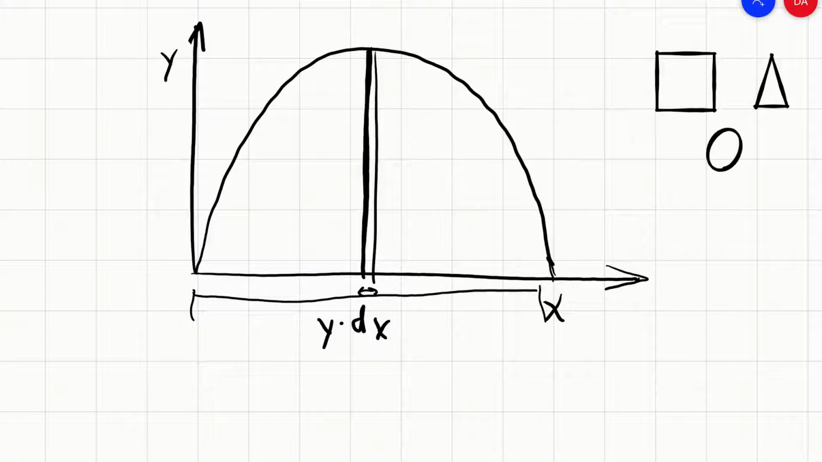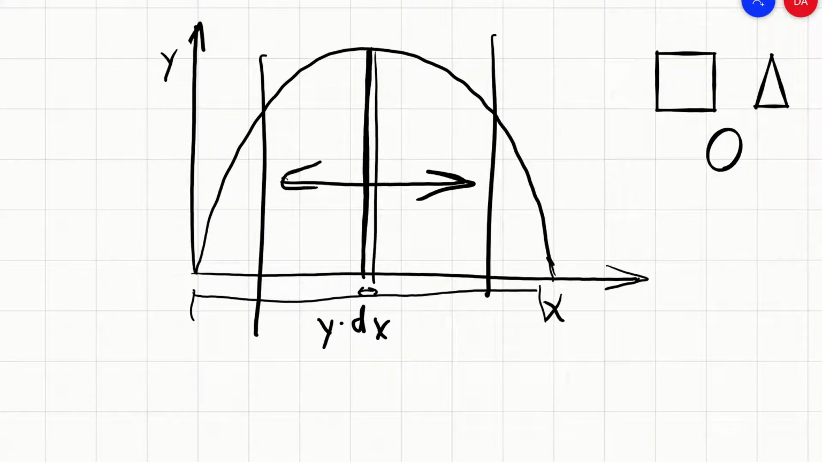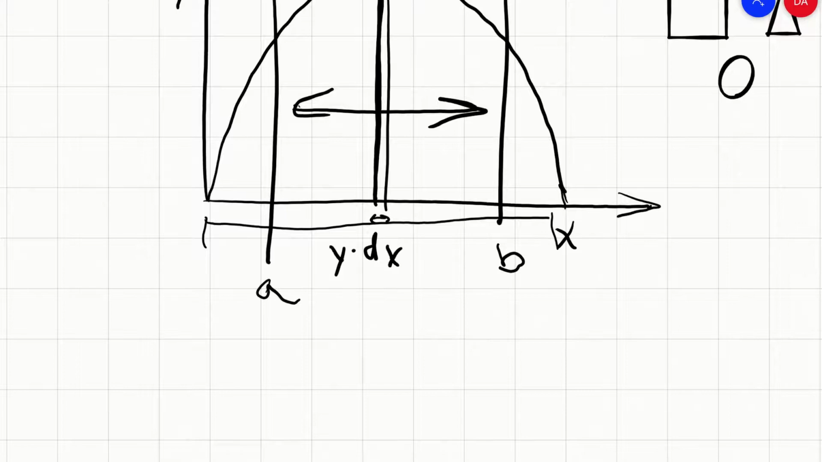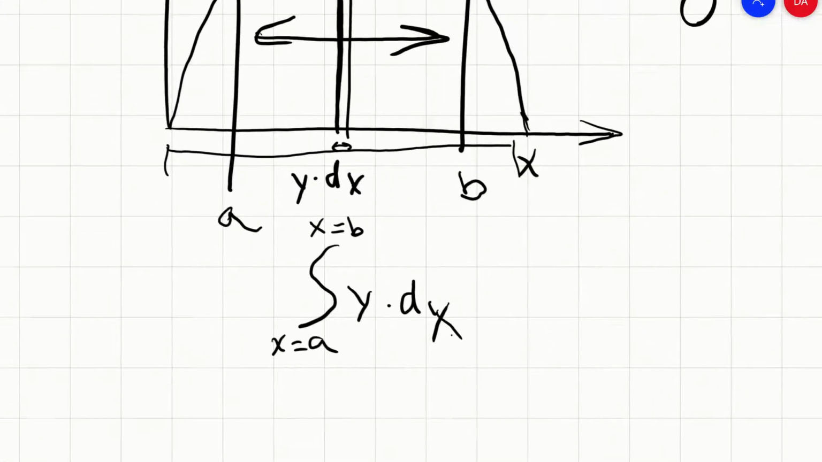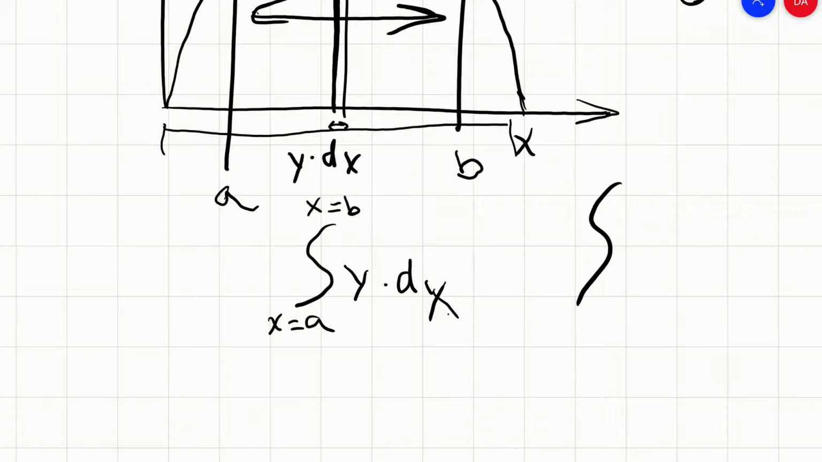And basically what integrating is just adding all the little dx's from any area you choose inside a curve. So we wanted to go from a to b. Then the integral would be the integral from x equals a to x equals b. And by the way, this little s thing is the sign for an integral. It just means adding up all the little dx's. Y times dx.